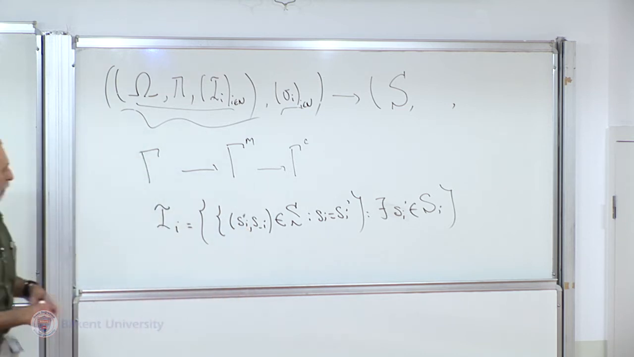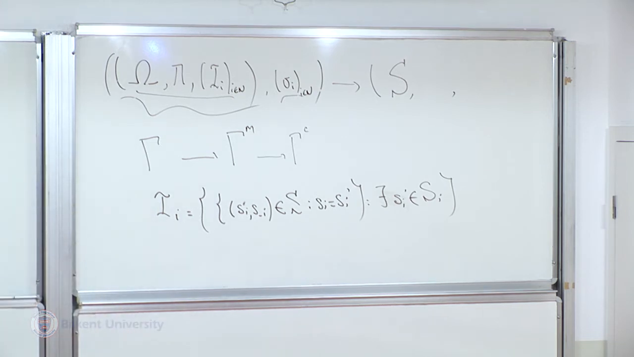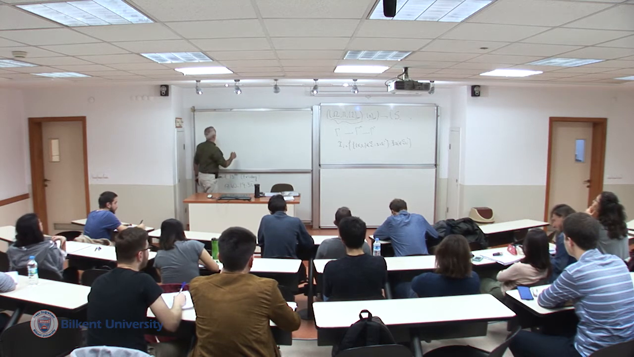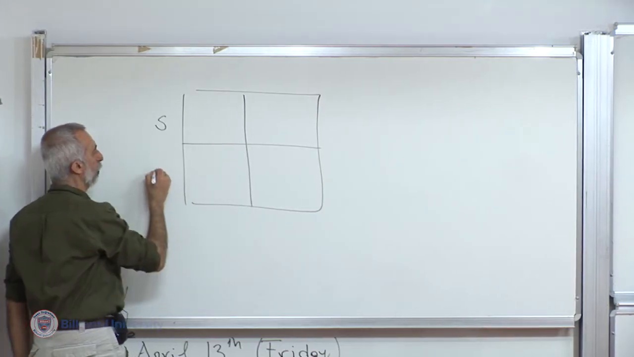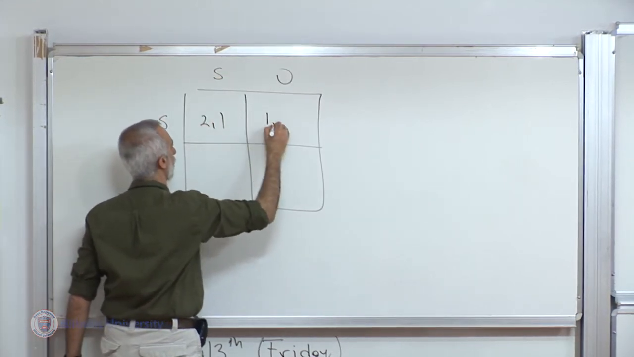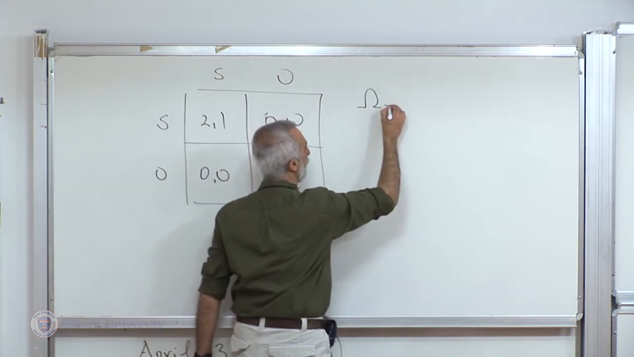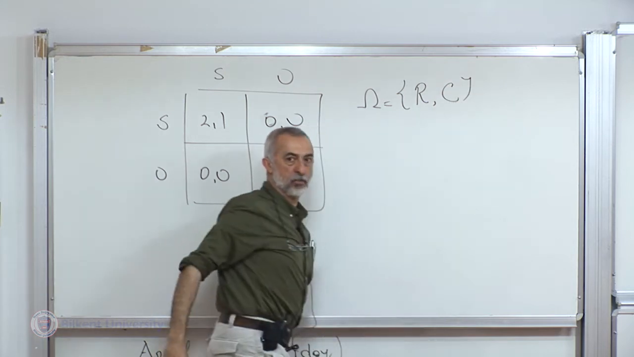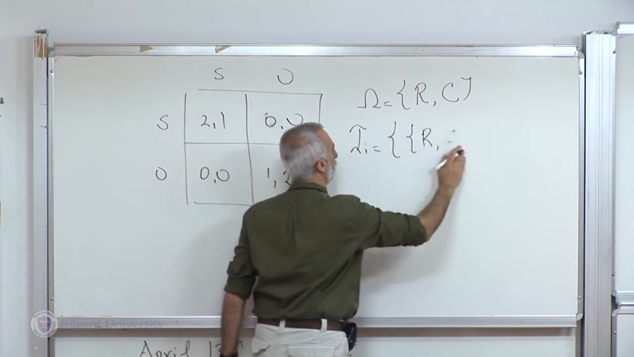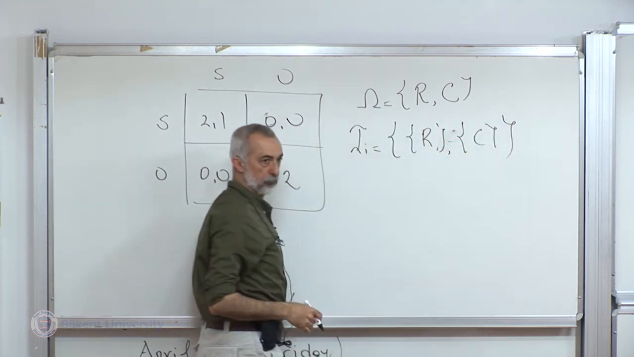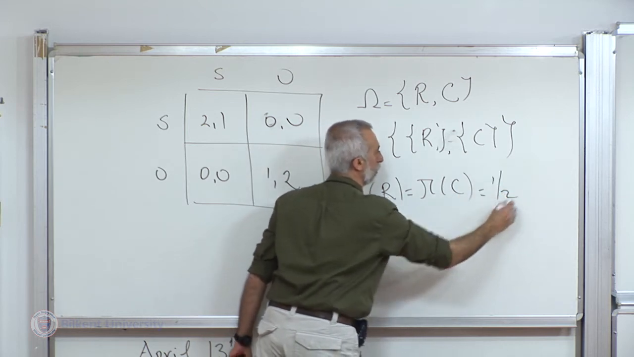Okay, so far so good. Let me go back to the Battle of the Sexes game. For example, in this game we had rain and clear skies. The information sets were sets of singletons, and the probability measure was pi of R equal to pi of C equal to 1/2.